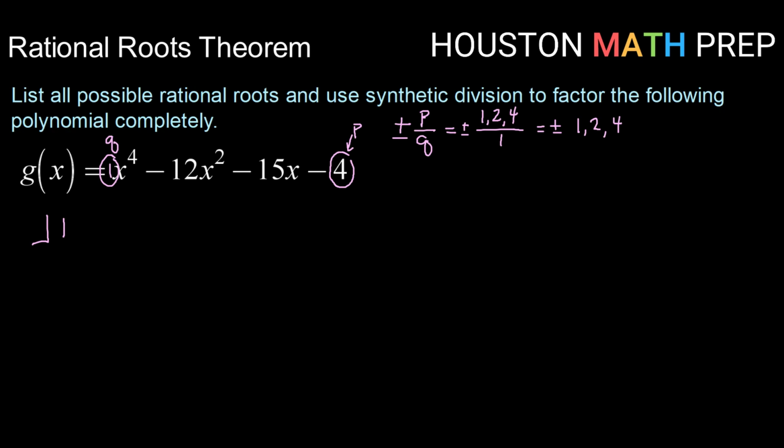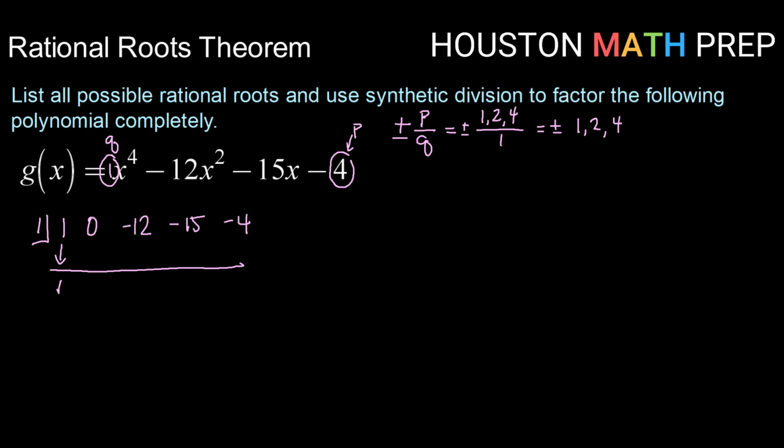So I have 1x to the 4th. Notice here I'm missing x cubed, so I need to put that we have 0x cubed, negative 12x squared, negative 15x, and minus 4. Now, of course, you can test these in any order that you want. I'm going to go ahead and start with 1. I just like to go in numerical order.